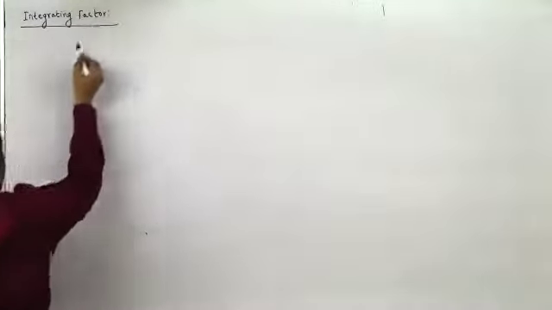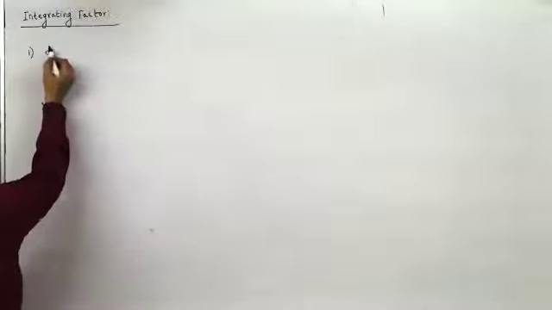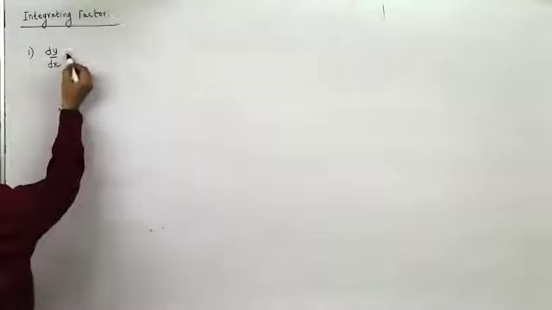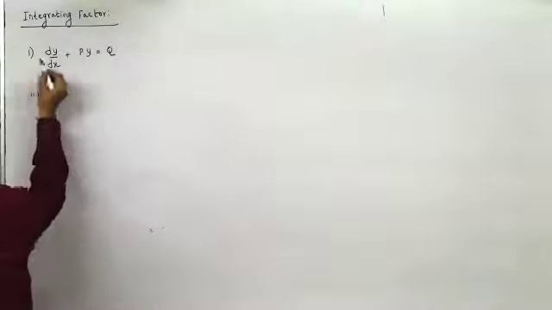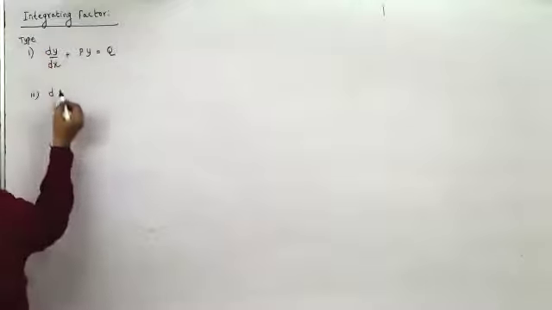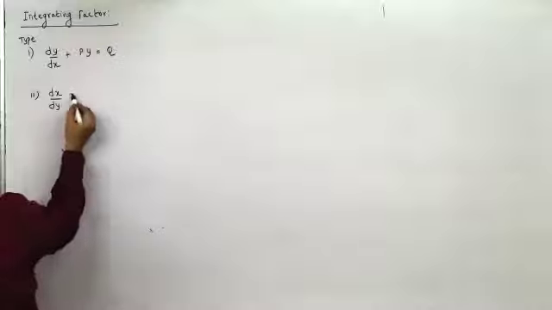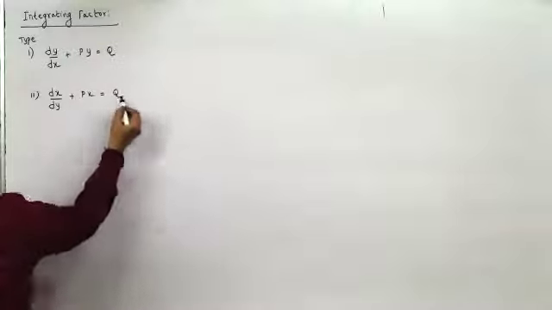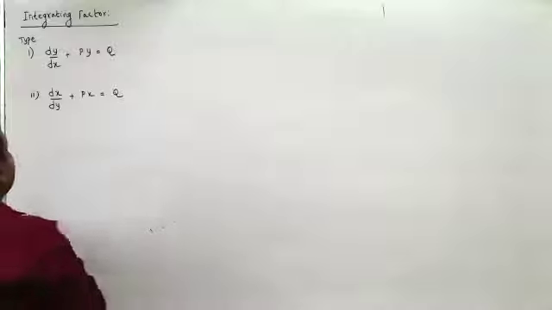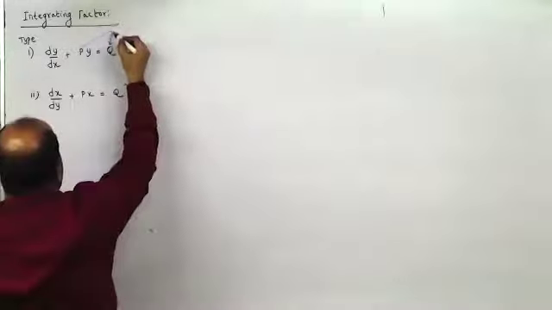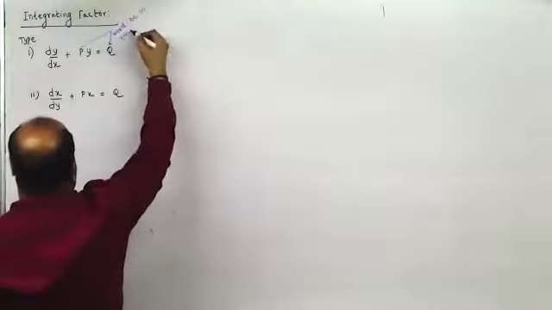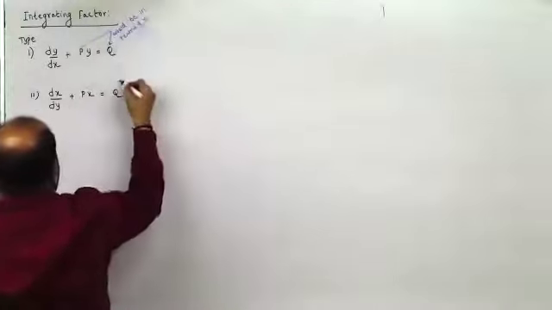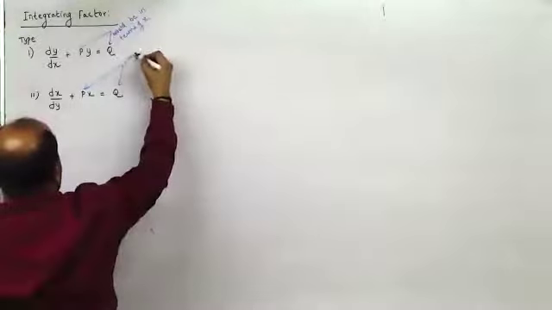Now, there are two types of problems here. First, the problem would be linear: dy by dx plus py equal to q. Second type: dx by dy plus px equal to q. Now here, in the first type, p and q would be in terms of x. Here, in the second type, p and q would be in terms of y.